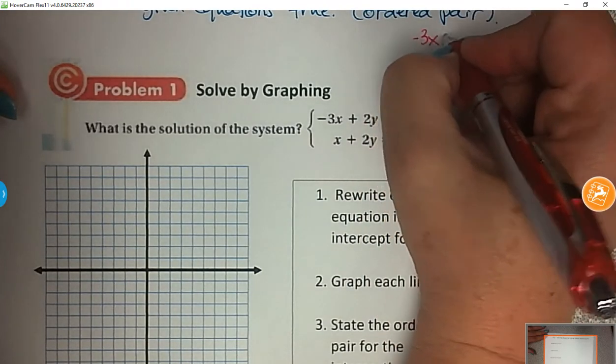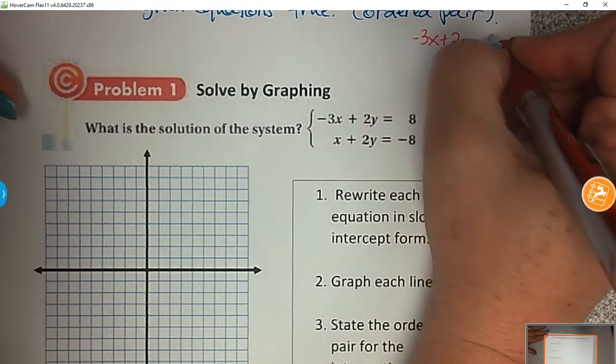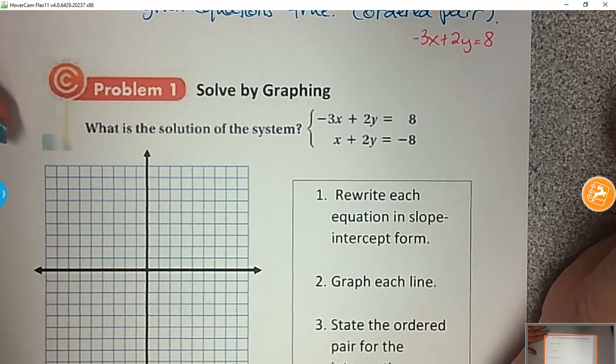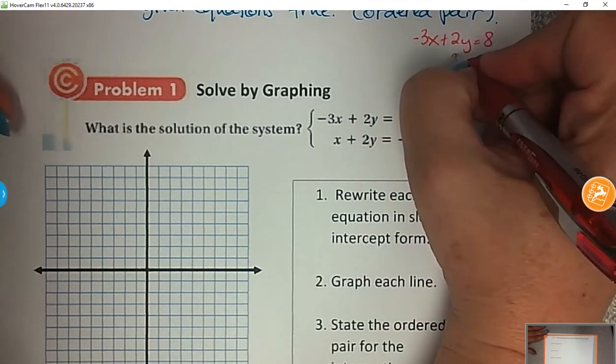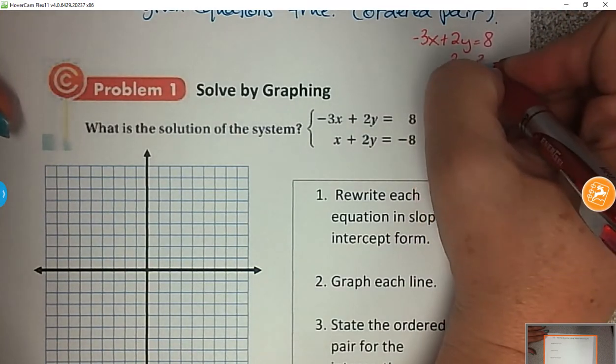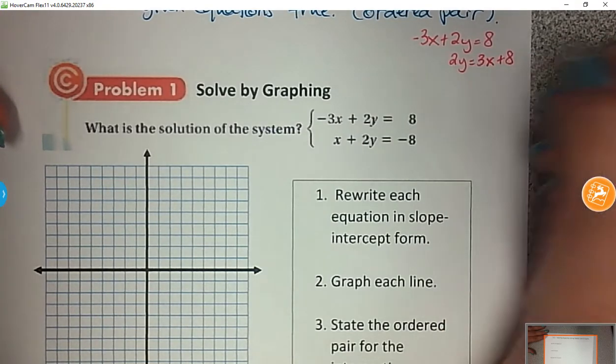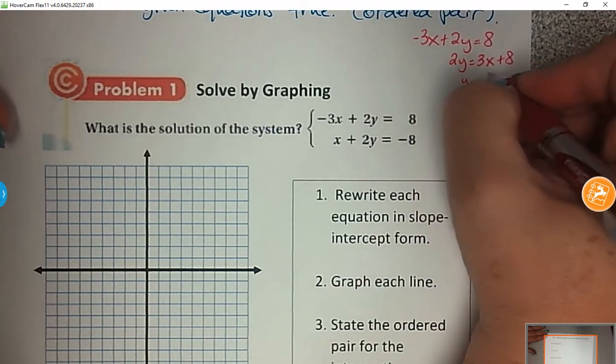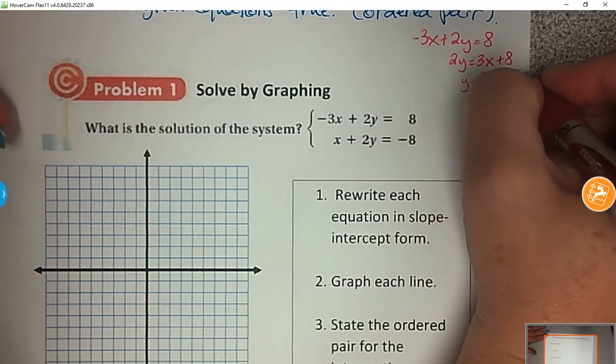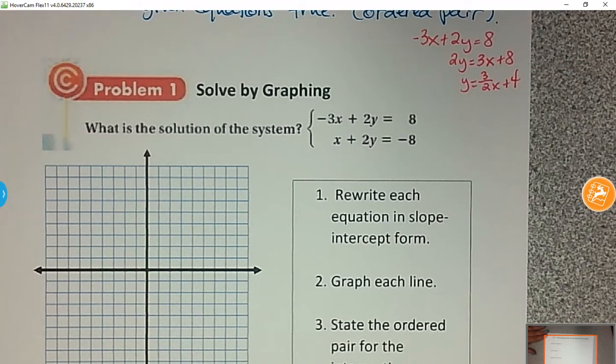So if I take this first equation, I'm going to have negative 3x plus 2y equals 8. Move the 3x over, so that gives me 2y equals a positive 3x plus 8. Divide everything by 2, and y equals 3 halves x plus 4. Now, I need to go ahead and graph that one.